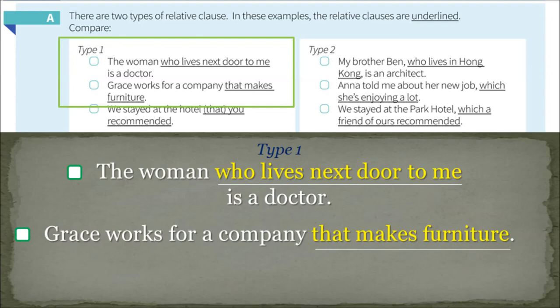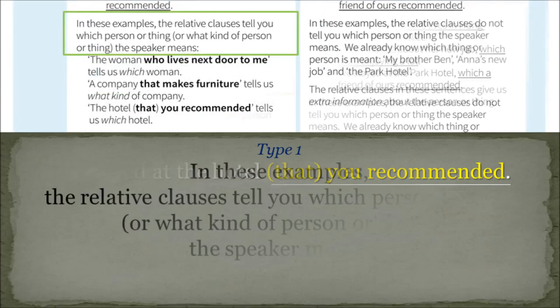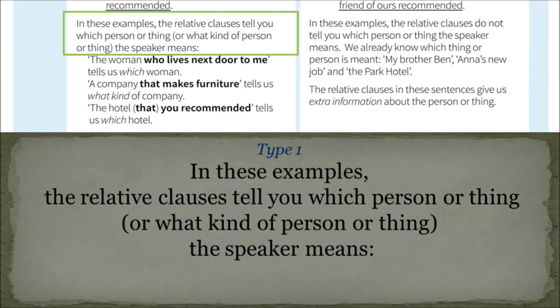Type 1. The woman who lives next door to me is a doctor. Grace works for a company that makes furniture. We stayed at the hotel you recommended. We stayed at the hotel that you recommended. In these examples, the relative clauses tell you which person, or thing, or what kind of person or thing the speaker means.